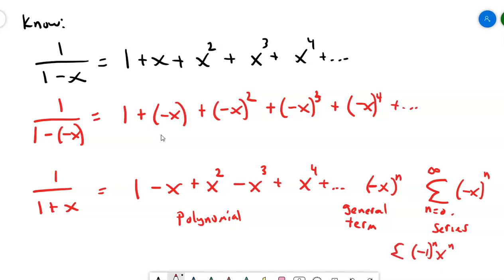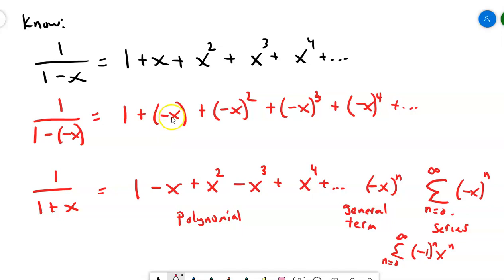Just make sure when you do this that your series is doing what you really want it to do. So if you're trying to alternate terms, make sure the negative is on the inside and the power is on the outside. If you don't do that, then your series will not alternate the way you want it to.